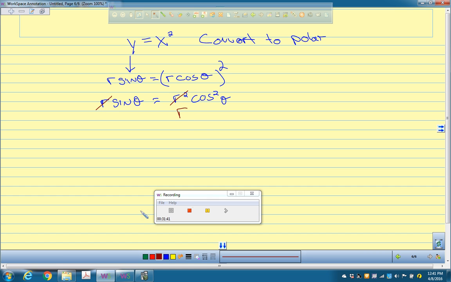And I get r. Usually when you're finding a polar equation, it's r equals, just like for a linear equation it's y equals, or a parabola. So here you want to solve for r. So I get r is equal to sine theta over cosine squared theta. You could leave it like that, or if you're really ambitious, you can change that into tangent theta.